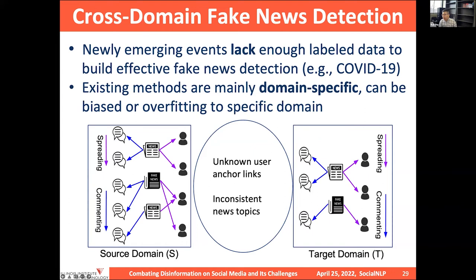But if we want to detect fake news for something that happened today, which doesn't have any social media engagement yet, can we still do that? The answer is yes, because when we do the prediction, we do not need the social media data. We only need the data for training. That's a short answer, but if you're interested, you can check the details of the paper.